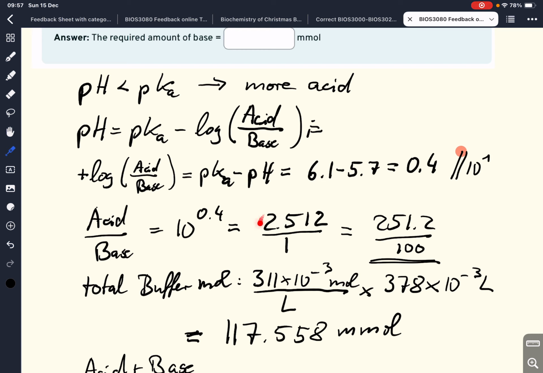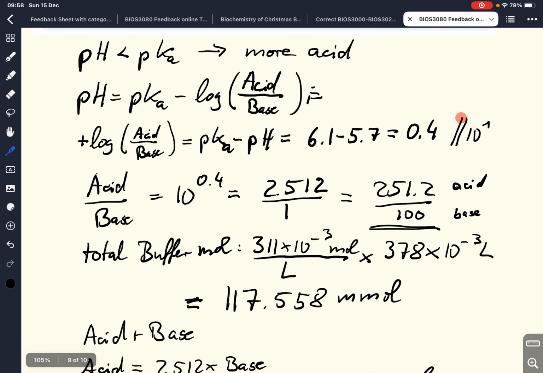So that means we need 2.512 times more acid than we have base, which is in line with what we set up here. And if we want that for 100 parts of our base, then we just expand this fraction by 100 on each part. So we get 251.2 parts of acid per 100 parts of base. So that would be our ratio that we need for our buffer.